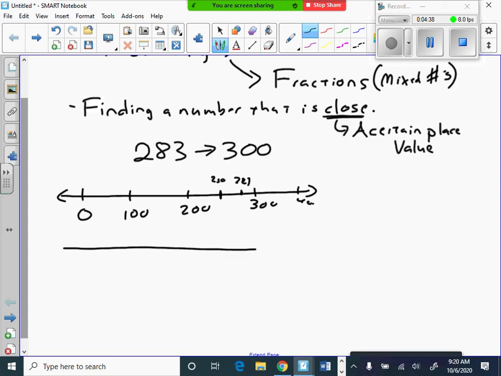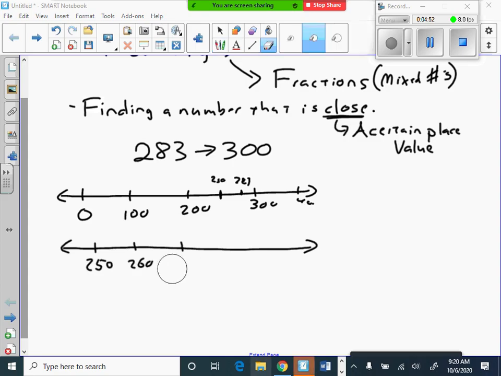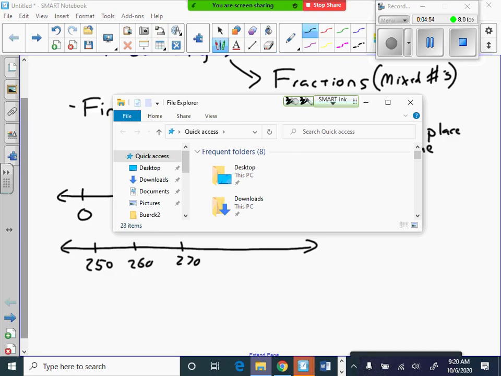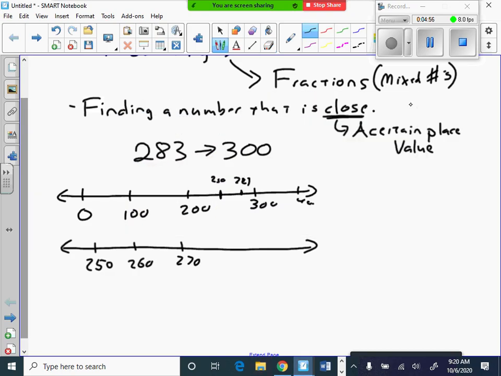But in the same manner, we could also look at this as, maybe we round to the tens. So as I look at this, I could have 250, 260, 270, 280, 290. And if I find that midway point, 285, 283 is here, so 283 would also round potentially to 280.